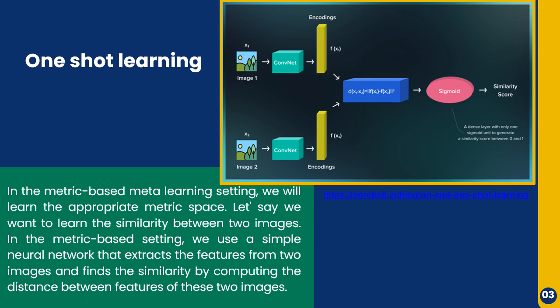In the metric-based meta-learning setting, we learn the appropriate metric space. Let's say, for example, we want to learn the similarity between two images. In the metric-based setting, we use a simple neural network that extracts the features from the two images and finds the similarity by computing the distance between the features of these two images. This approach is widely used in few-shot learning where we don't have many data points.